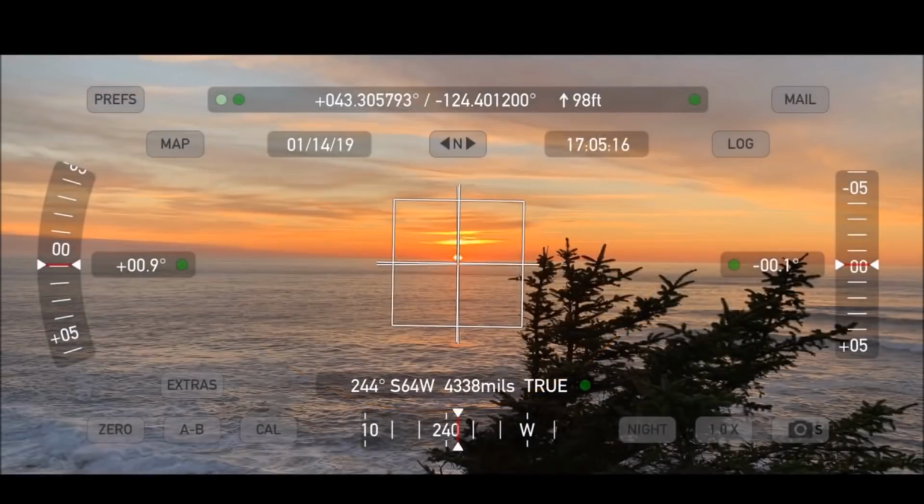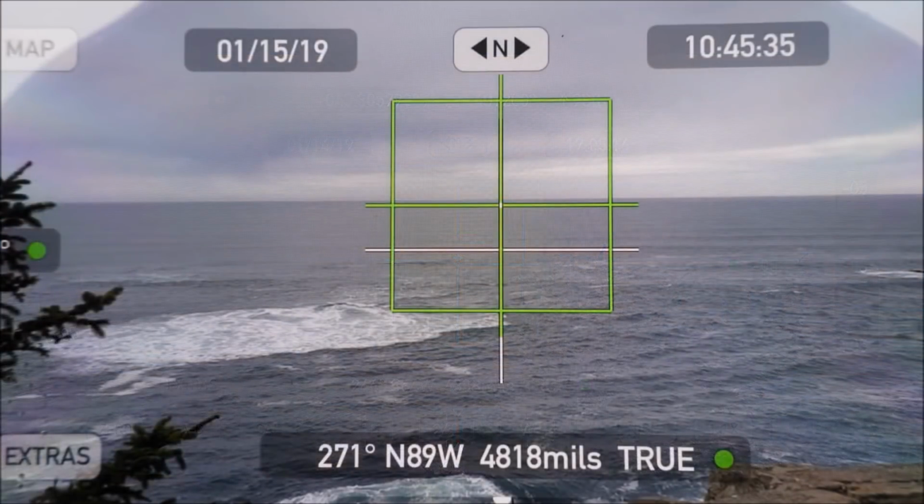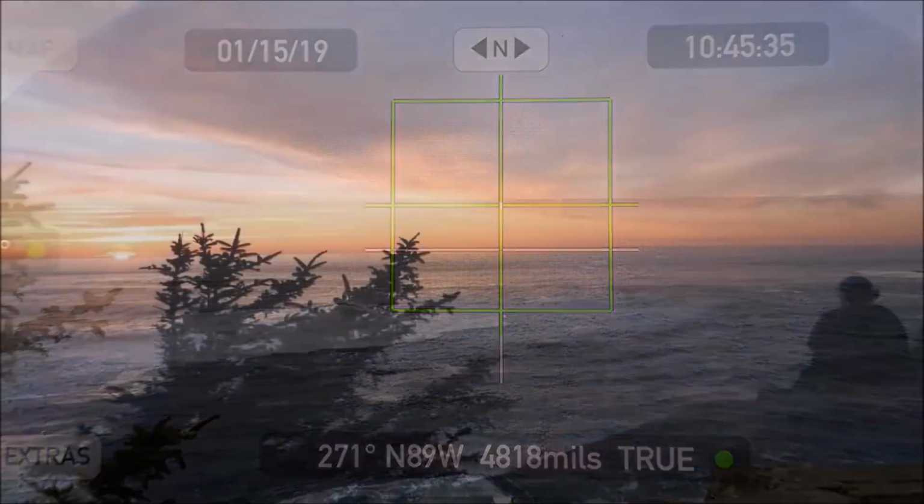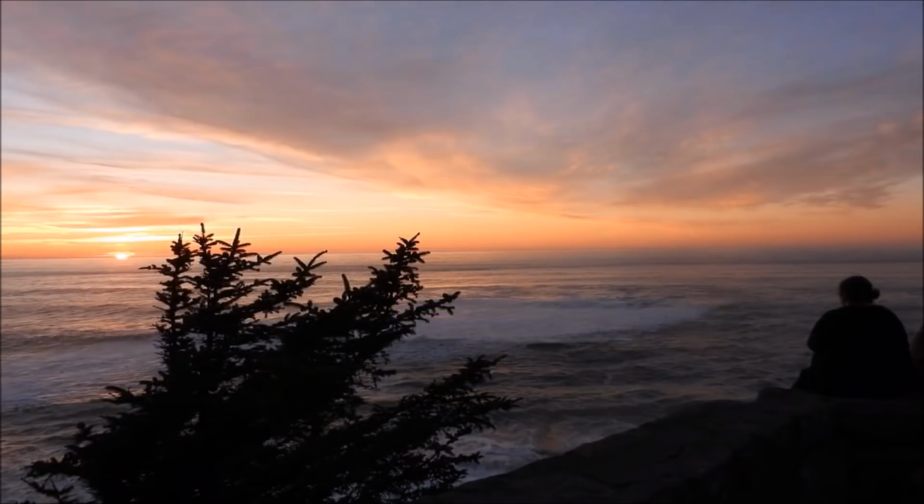The next day I went out to the Cape Arago lookout and used my Theodolite app for my iPhone and got some readings for the sunset and for the moon. With those readings in hand, I'll try to give you a better perspective of how far apart the sun and the moon were. The sun was at south 64 west and the moon was at north 89 west. So essentially we have the sun southwest and the moon was due west.